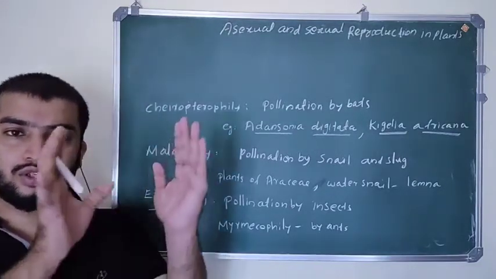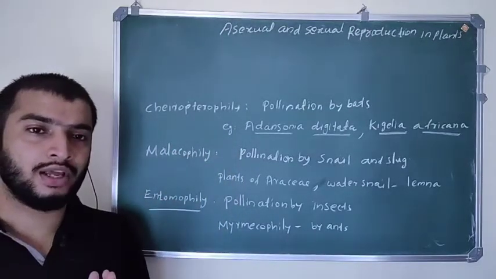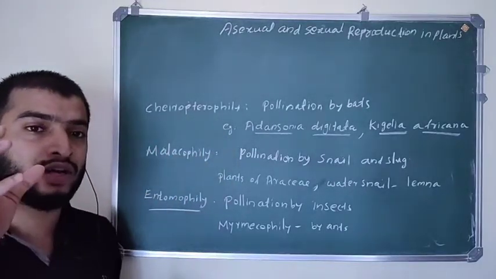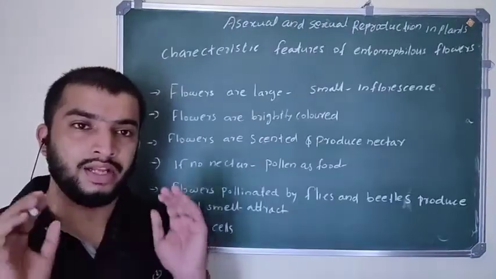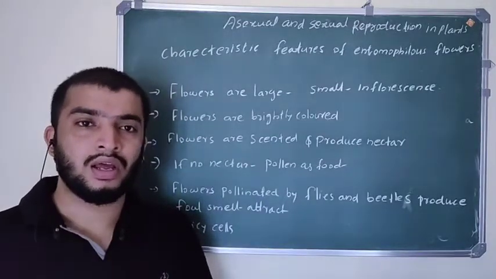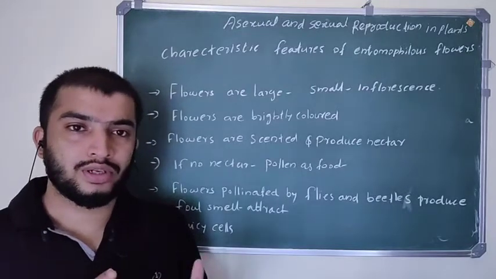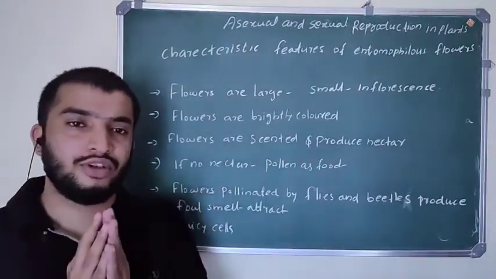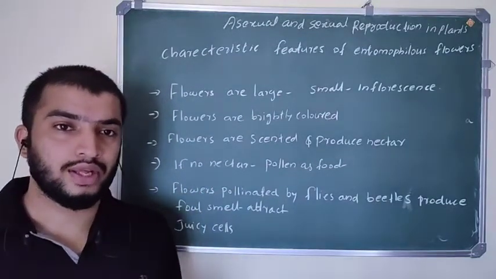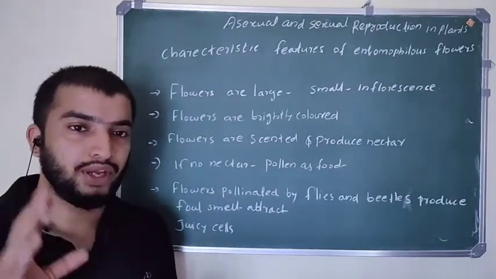Next we are going to study the characteristic features of entomophily and of entomophilous flowers. Insects are the major pollinating agents in angiosperms, and angiosperms are adapted for insect pollination. So now we are going to discuss the characteristic features of entomophilous flowers. You know that entomophily means pollination with the help of insects.